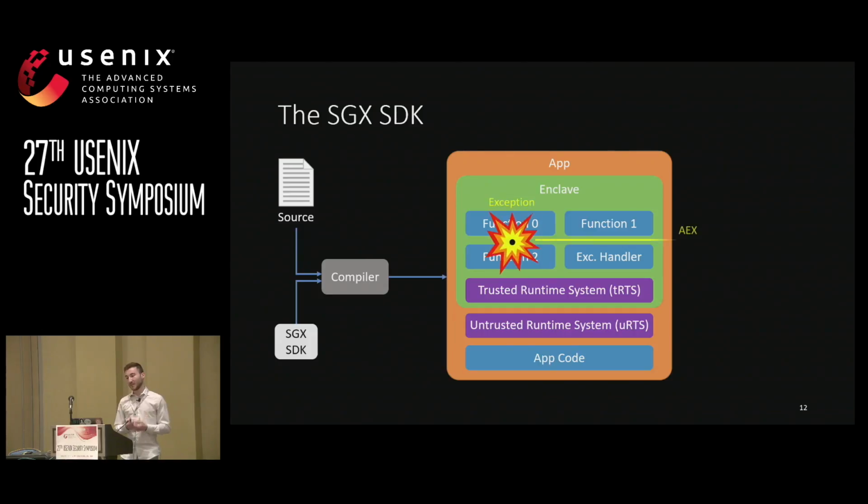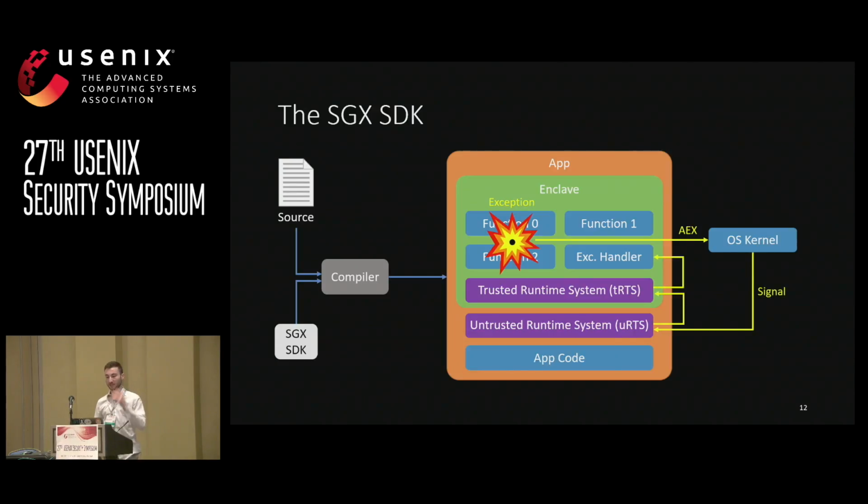So when an exception happens, you basically get an interrupt to the kernel. The enclave is stopped and the kernel gets the interrupt. But you want to handle that exception inside of the enclave to protect the enclave secrets. So what happens is that the kernel delivers a signal to the application, and then the URTS and TRTS work together to dispatch that exception inside of the enclave. And then it is handled.